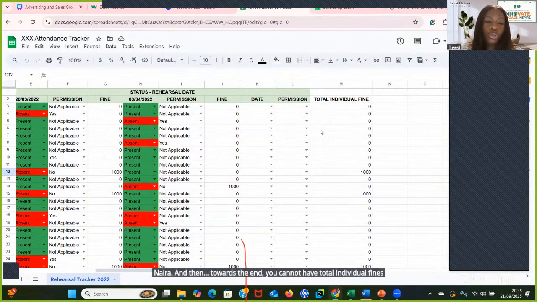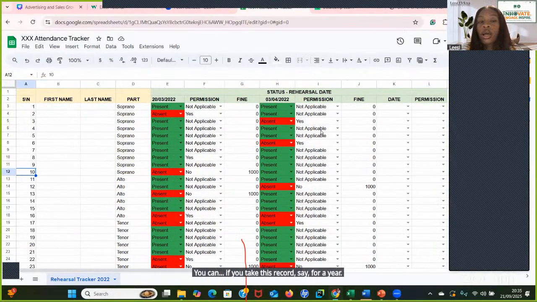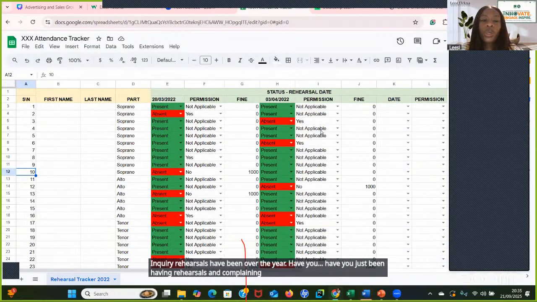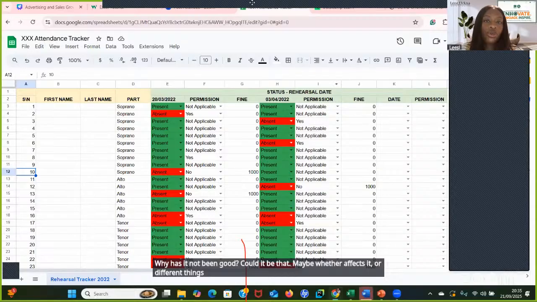If you take this record, say for a year, this insight can help you know how attendance in choir rehearsals has been over the year. Have you just been having rehearsals and complaining of low turnout? When you analyze this data, you find out if attendance has been good or not, and if it has not been good, why has it not been good? Could it be that maybe weather affects it, or different things?